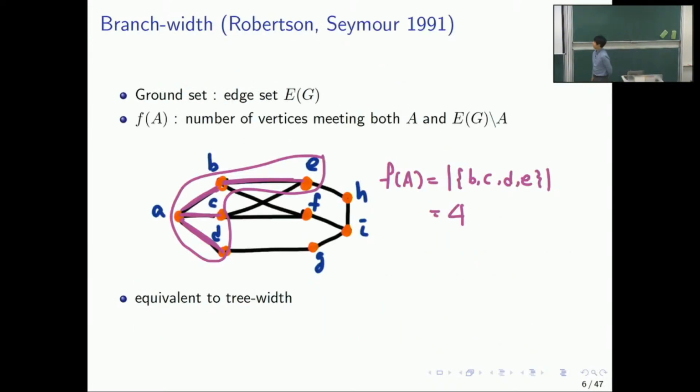One example is that Robertson and Seymour defined this branch decomposition and branch width. For this width parameter, the ground set is the edge set. For a subset A of the edge set, you consider the number of vertices meeting both A and the rest. In this example, these 4 purple edges are my set A, and the rest, the black ones, are the rest. You can see that the 4 vertices B, C, D, E meet both parts. So here f of A is 4. You can imagine a branch decomposition where edges are the labels on the leaves, and for every edge of the tree you partition the edge set into 2 parts and measure this. Along this you define the branch width, and this notion is equivalent to tree width up to a constant.